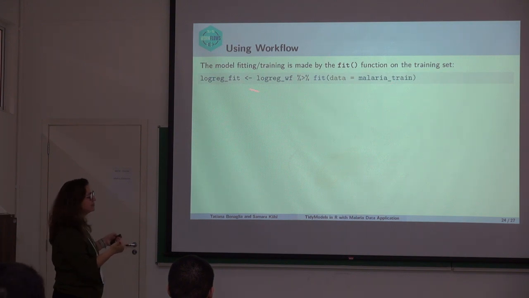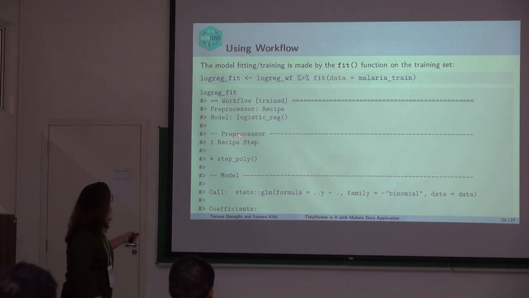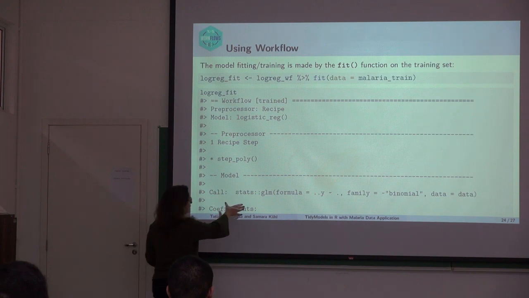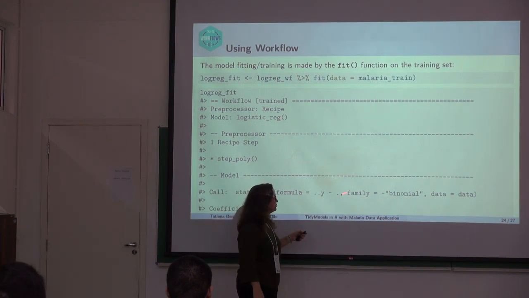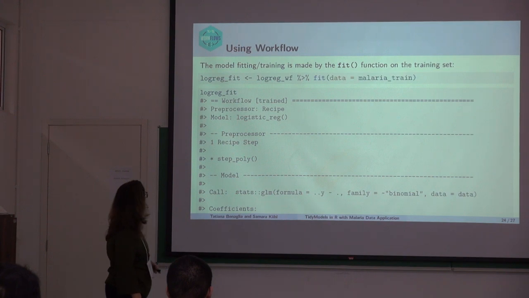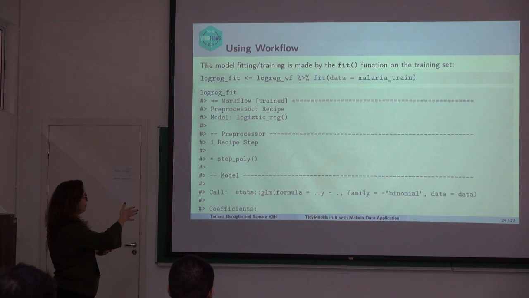Okay? So now we have something that was applied, the recipe, and then we have our model. In the recipe step, we have the polynomial, and this is what we are actually fitting. It's not a new function. It's the GLM function that you are used to with this formula, family binomial, and then the data is the data that we have here. Okay, and then I have my model fitted.